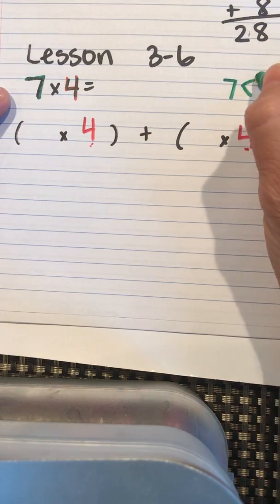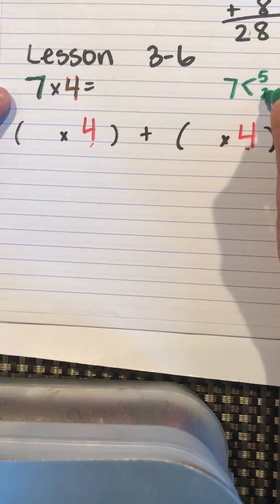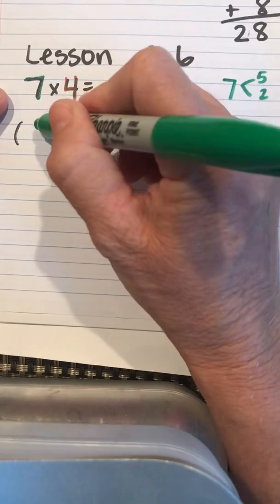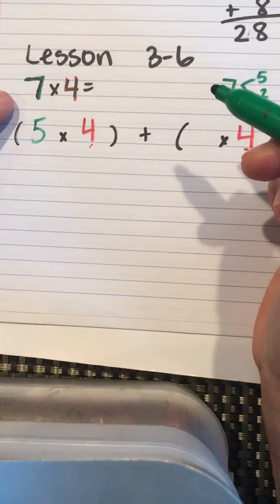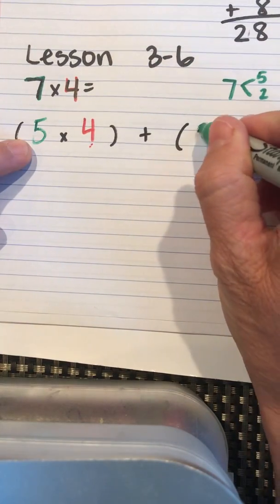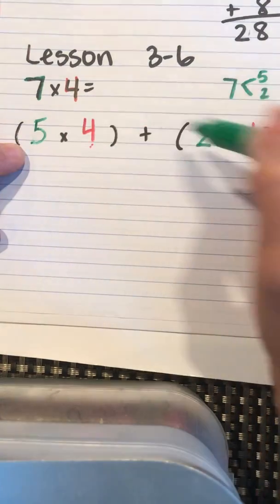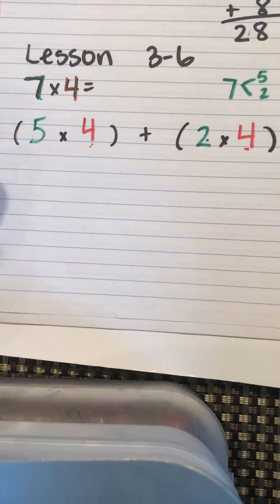So if we break 7 up into 5 and 2, because 5 plus 2 equals 7, then the 7 we break it down, 5 and 2. 5 plus 2 equals 7. So it doesn't matter if we have a 5 and a 2 or if we have a 7, we're going to get the same answer.